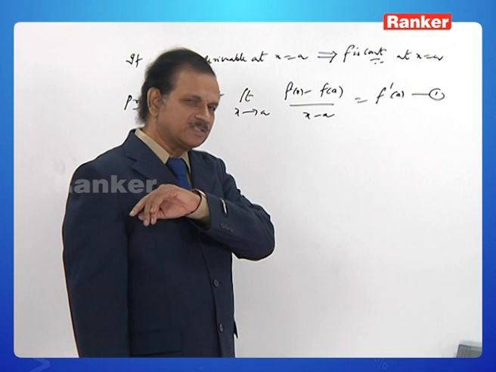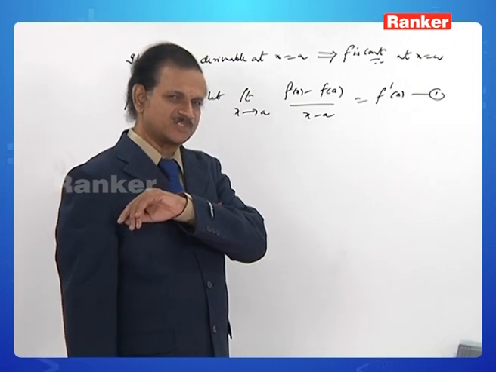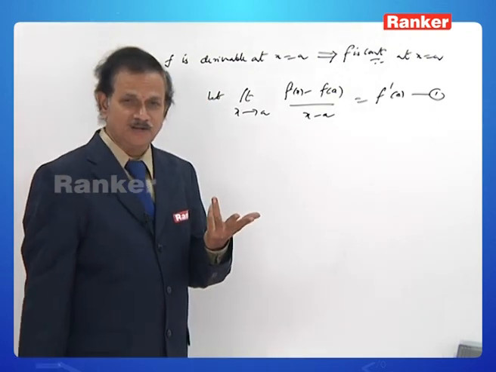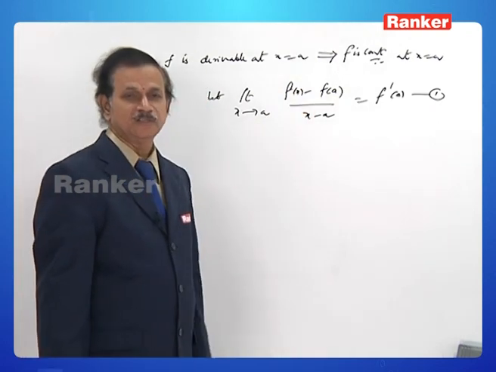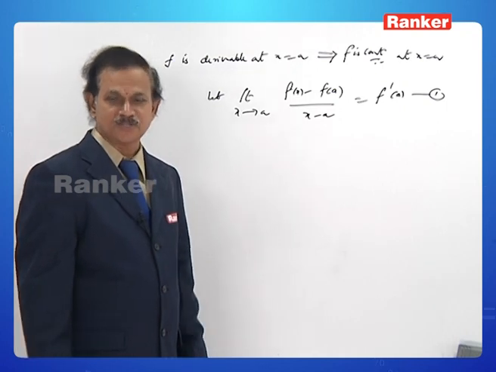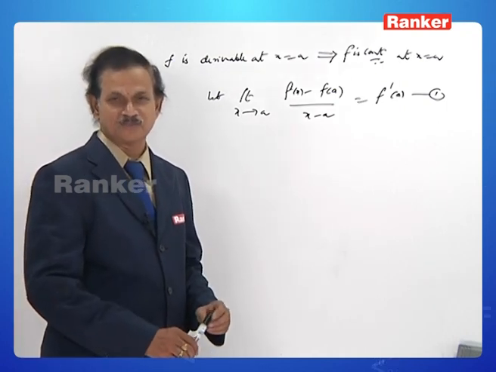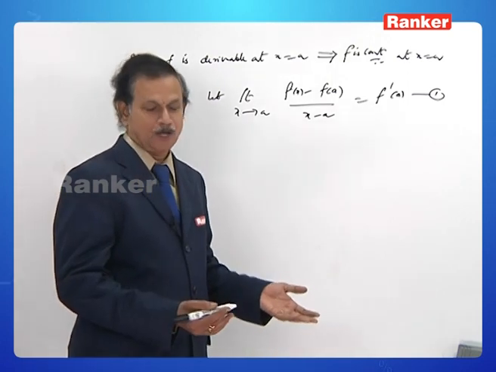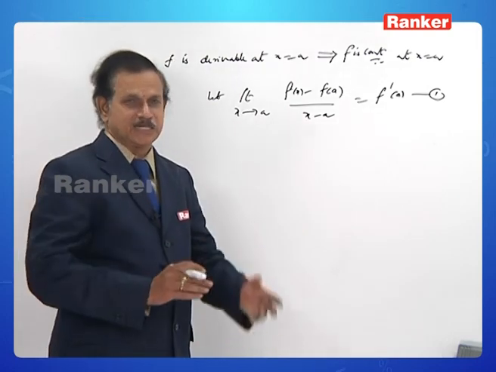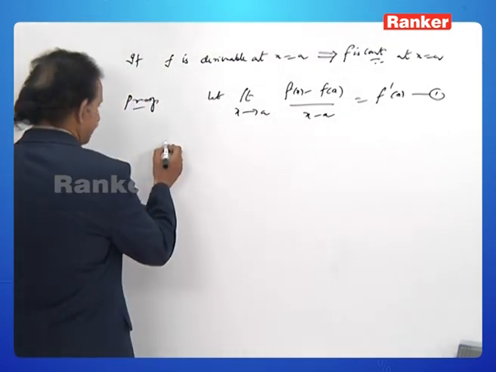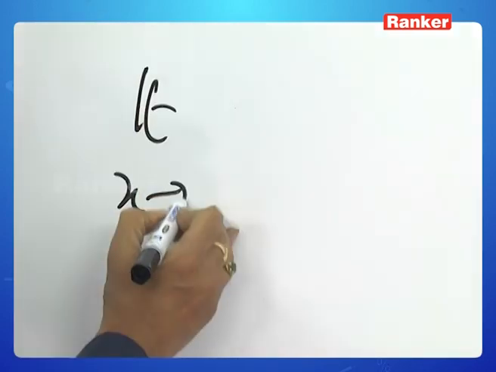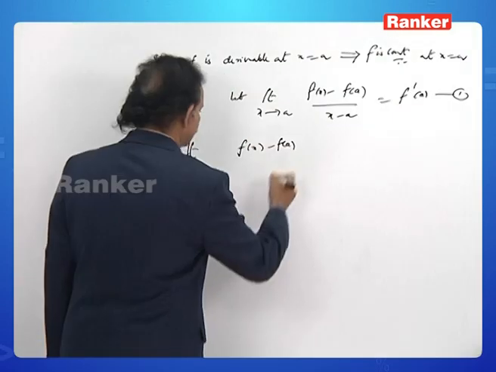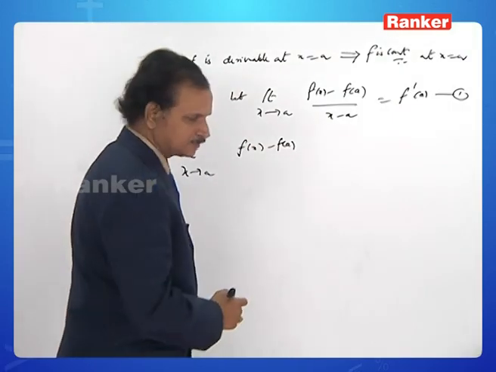You recollect all the three conditions which are required to say that f is continuous at x = a. f(a) must be defined, of course, unless you cannot use it here. Number two, the limit of f(x) as x tends to a exists. And number three, the limit of f(x) must be f(a). By combining all these three conditions, I am considering the limit as x tends to a of f(x) − f(a). Let us see what happens.